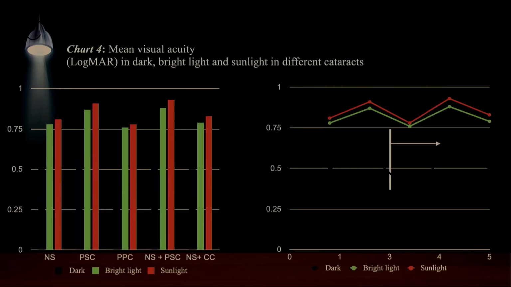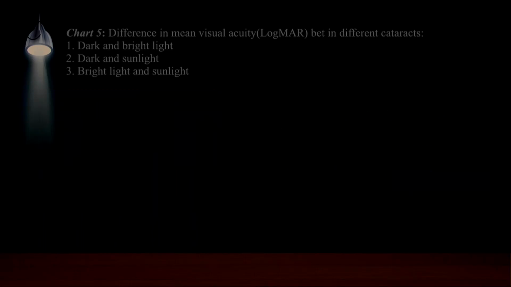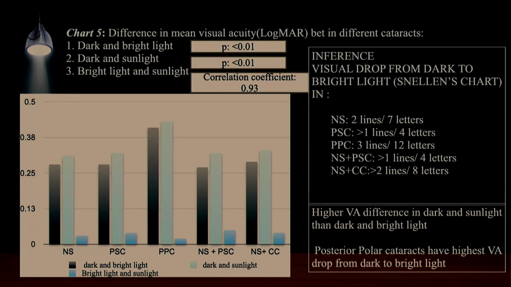This is something I want you all to look at. We saw that PPC had the worst drop, 3 lines of drop, equivalent to 12 letters. PSC had the least drop, and nuclear sclerosis was somewhere in between with 2 lines of drop on average, an average of 8 letters.